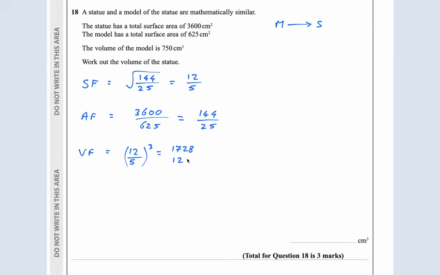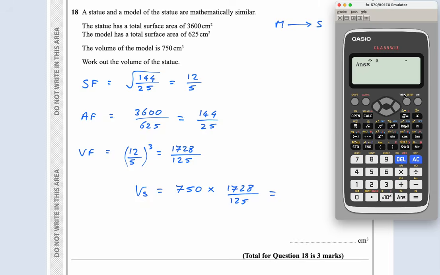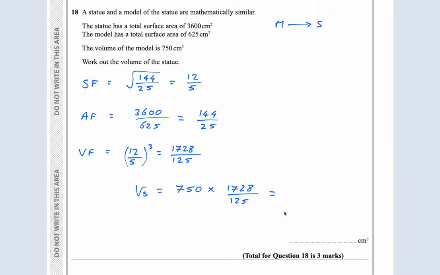Okay, so if the volume of the model is this, the volume of the statue is equal to the volume of the model, 750, times 1728 over 125, the volume factor. And that is just this times 750, which gives us 10368 centimeters cubed. Exactly.